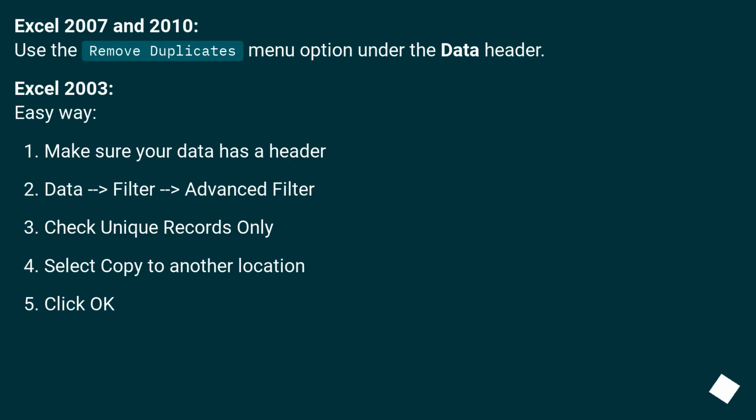Excel 2007 and 2010. Use the Remove Duplicates menu option under the Data header. Excel 2003. Easy way. Make sure your data has a header. Data, Filter, Advanced Filter. Check Unique Records only. Select Copy to another location. Click OK.